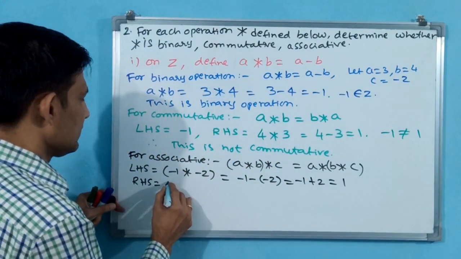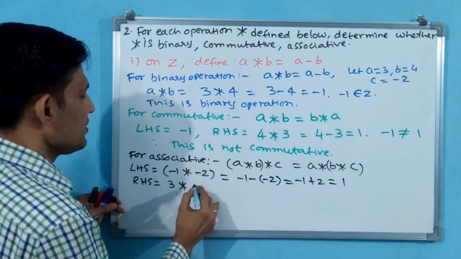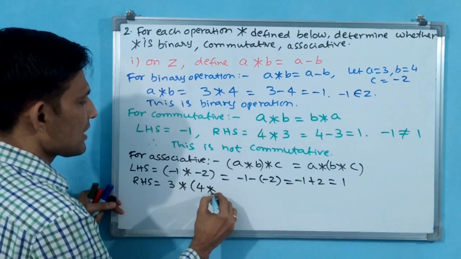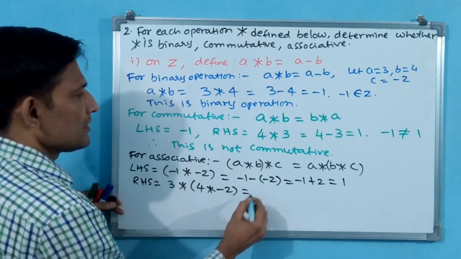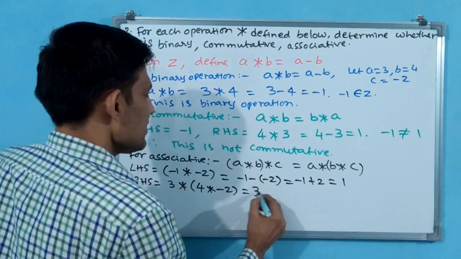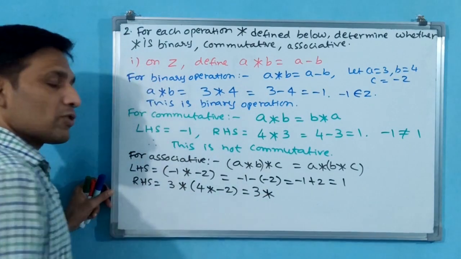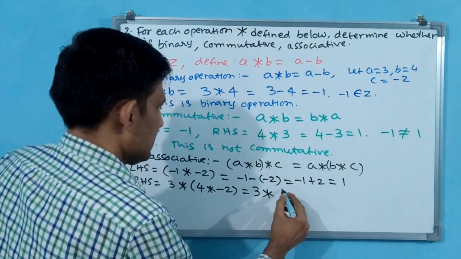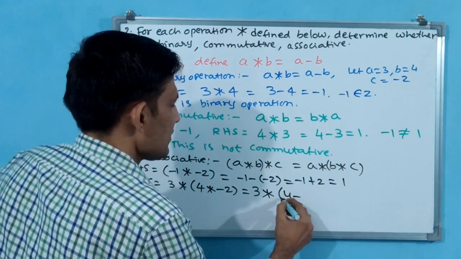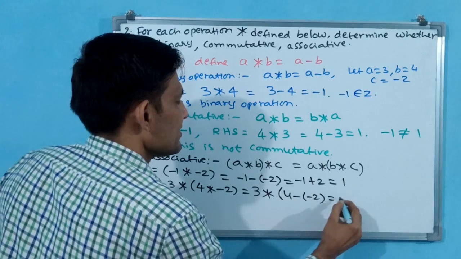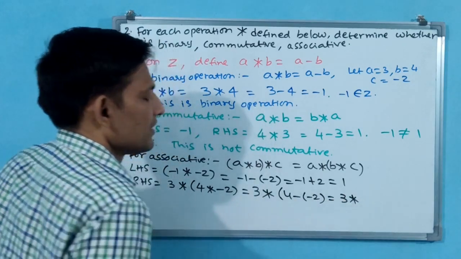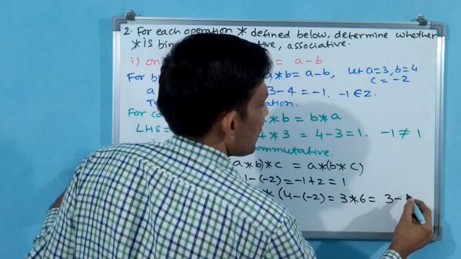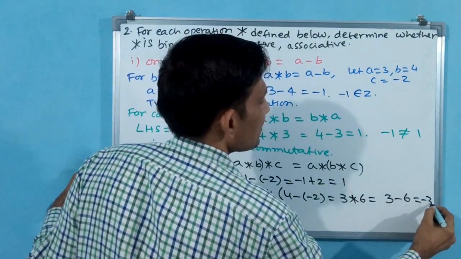3 star, 3 star in bracket B star C. B is how much? 4 star C minus 2. That is equal to 3 star 4 star minus 2, 4 minus of minus 2. That's all. 4 minus of minus 2 is equal to 3 star 6, that is equal to 3 minus 6, that is equal to minus 3.